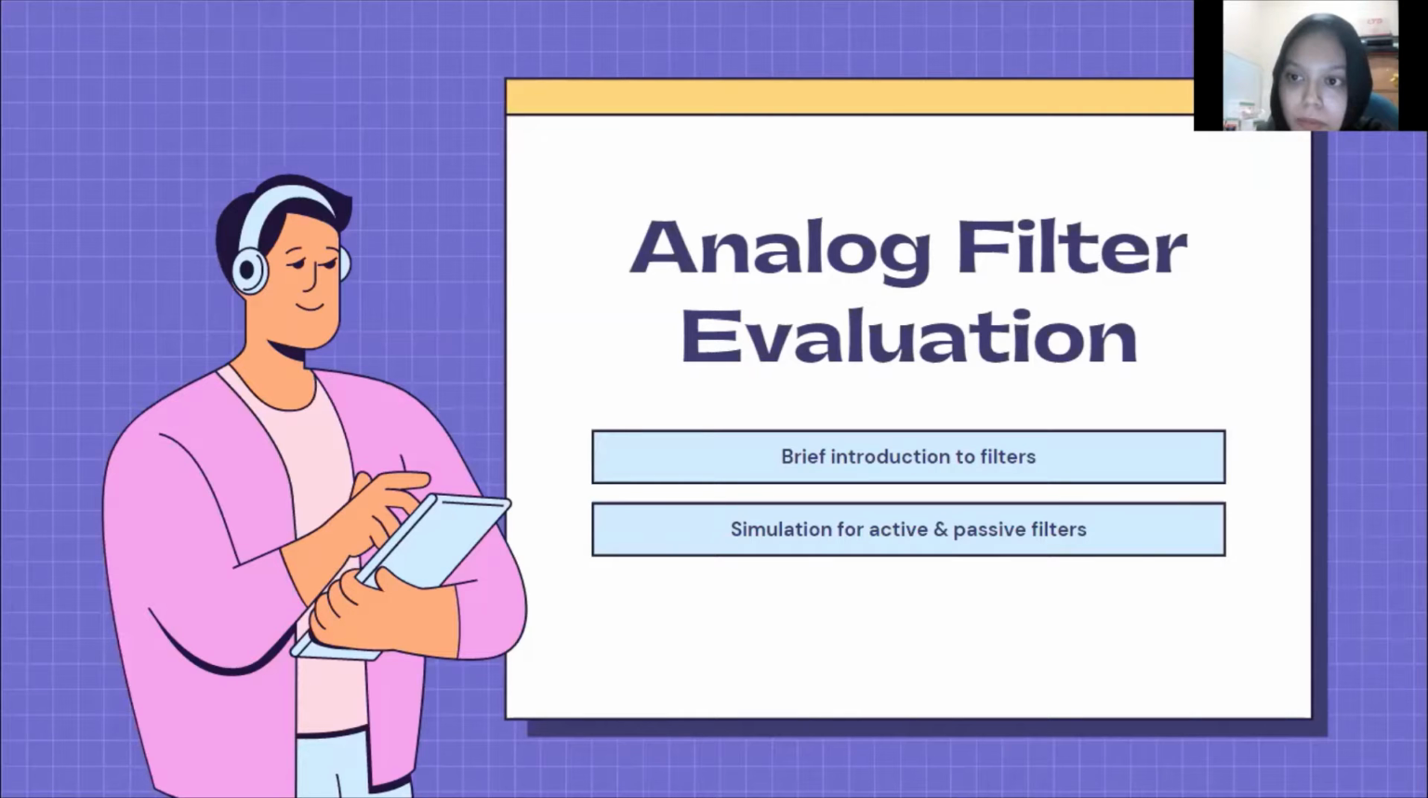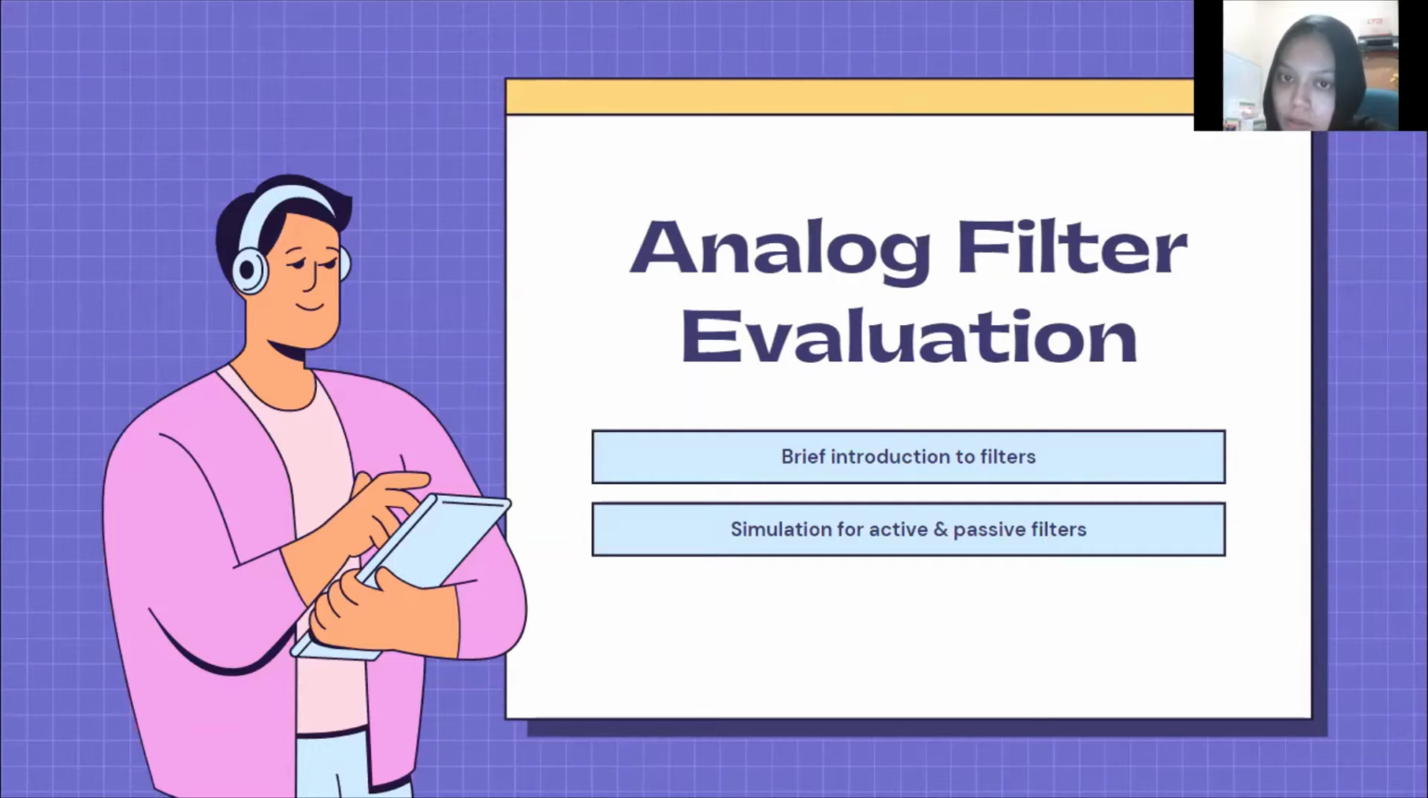And for today's presentation, we would like to focus on part B, but before that, our title for our project is Analog Filter Evaluation, and for this project we have to choose one active filter and also one passive filter, and we have to describe, and find out the transfer function and also solution. So this presentation will be going like this.